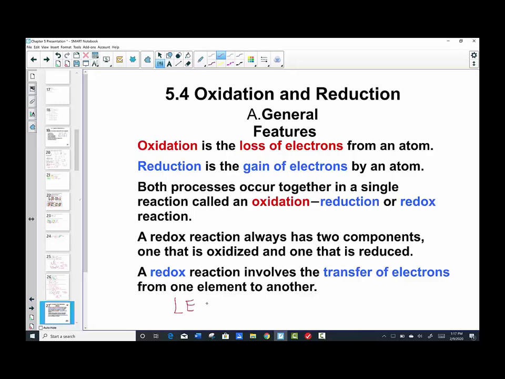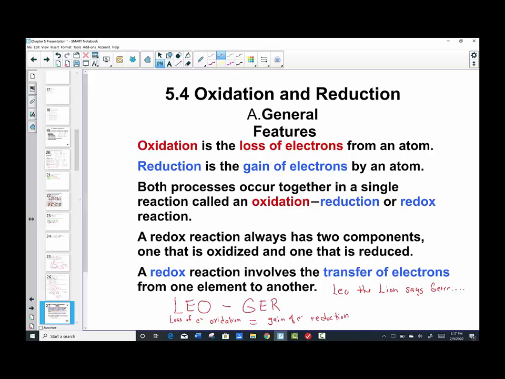Here's a little helpful sentence, a little game I always say. Just like "horses need oats for clear brown eyes," I have a little sentence. Leo the lion says grrr. Here's what that means. The loss of electrons is oxidation. The gain of electrons is reduction.